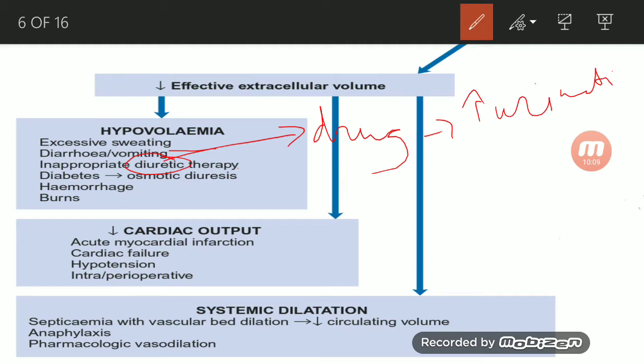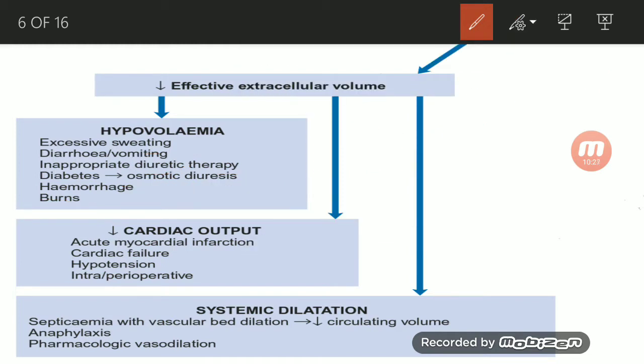In case of diabetes, whenever there is osmotic diuresis, you are also excreting more fluid. Hemorrhage, you bleed more. If you are bleeding more, your blood volume is going to decrease. In case of burns as well, your blood volume is going to decrease, due to which you are going to have hypovolemia. Second is cardiac output. If you have acute myocardial infarction, it will lead to decreased cardiac output because your contractility decreases. Cardiac failure, same thing. Hypotension and intra- or pre-operative cases as well, there will be decreased cardiac output.